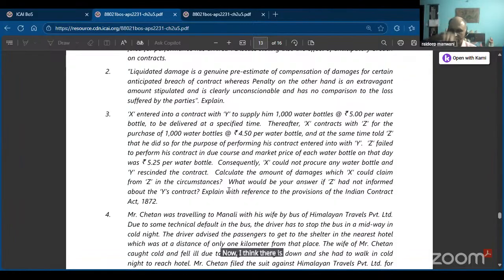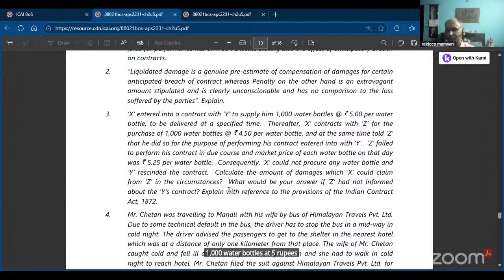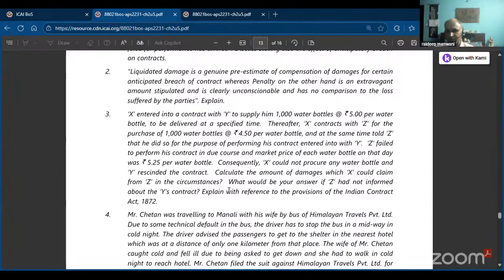Now, in the middle there is X, on the left side there is Z, on the right side there is Y. ZXY, that's what you'll remember. Why am I giving you this? See, this X told Y, I'll supply you 1,000 water bottles at 5 rupees per bottle. Then X went to Z. He told Z, I want to supply water bottles to Y at 5 rupees per bottle, so I want you to supply me the water bottles. How much will you give them to me at? He told, I'll give it to you at 4 rupees 50 paisa per bottle. Now, on the due date, Z could not perform his contract. Now, how much compensation can X ask from Z?